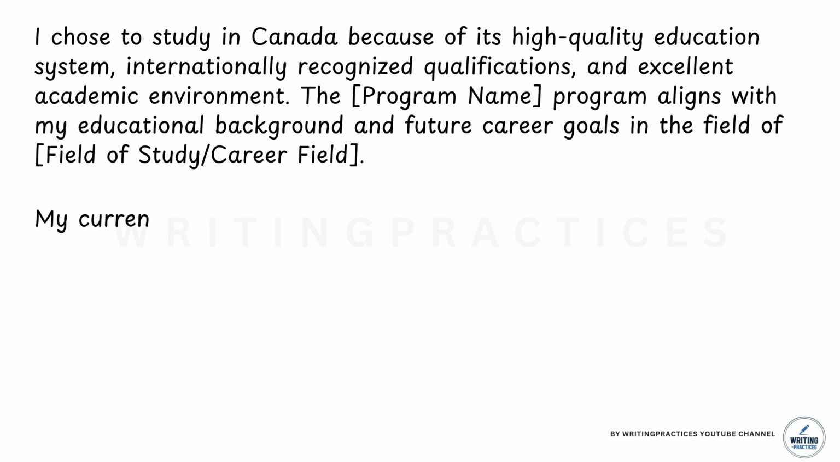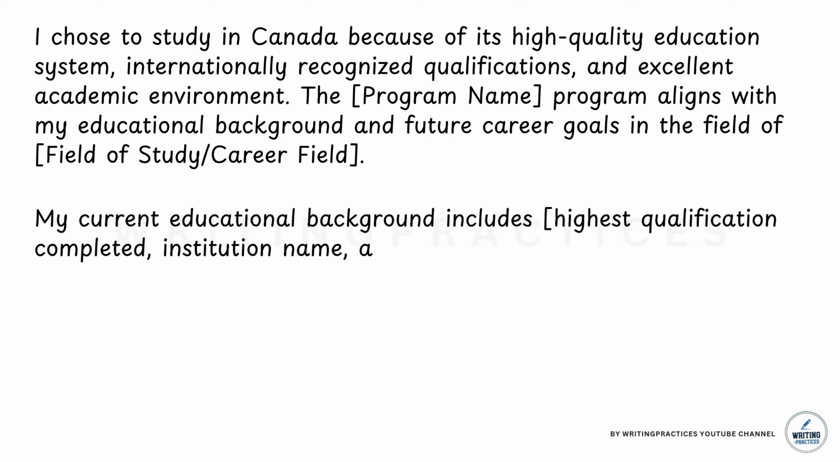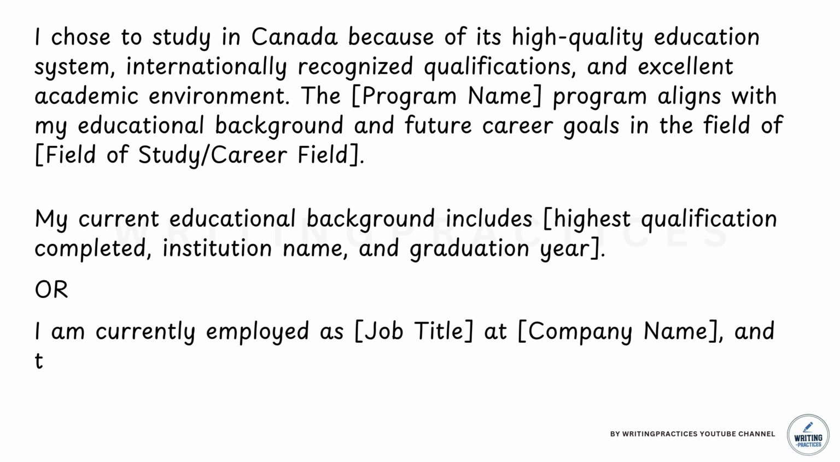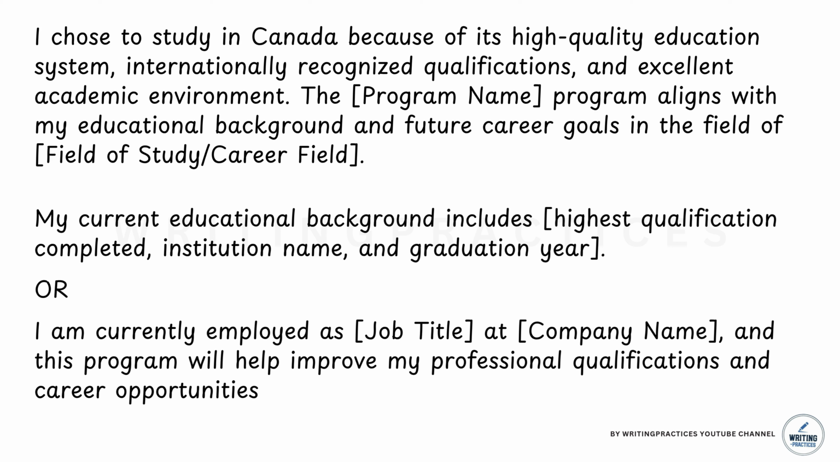Paragraph 5. Educational or professional background. Now explain your current academic or work background. If academic background, write, My current educational background includes a Bachelor of Commerce from the University of Melbourne, completed in 2024. If employed, write, I am currently employed as a marketing coordinator at Brightwave Solutions, and this program will help improve my professional qualifications and career opportunities. This shows how the program fits your background and future plans. Choose only the option that applies to your situation.